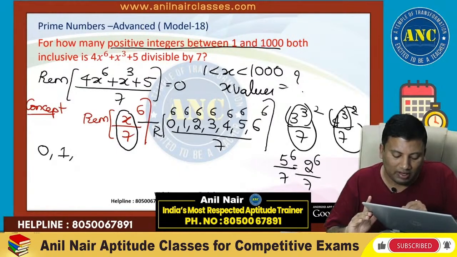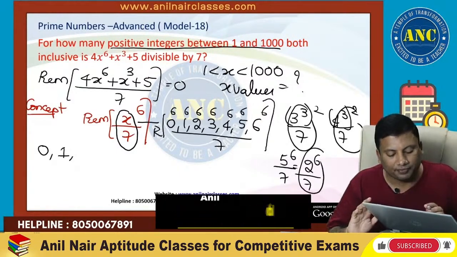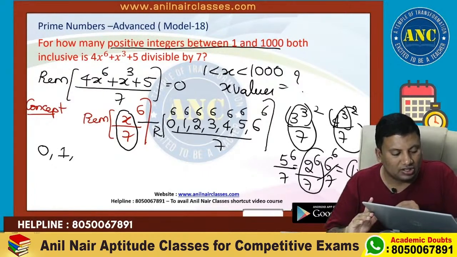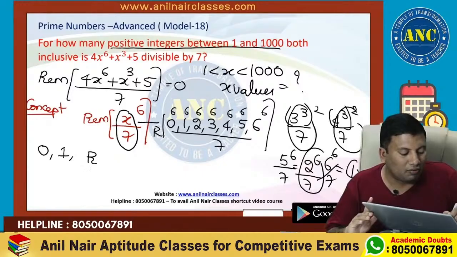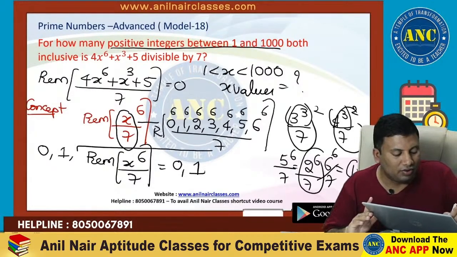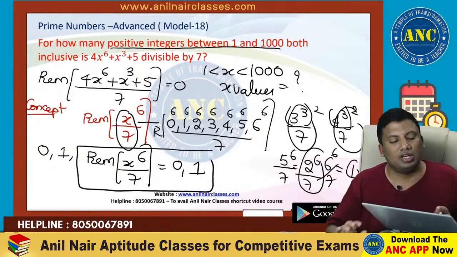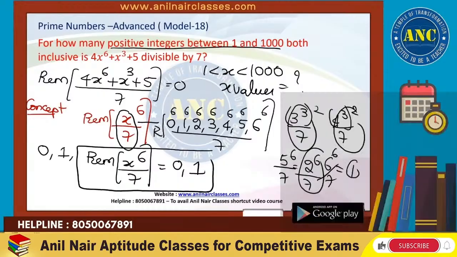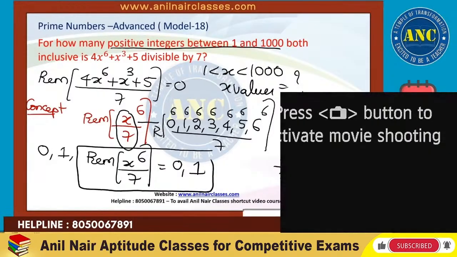Minus 2 power even plus, it is again 1. 6 power 6 divided by 7, again it is 1. So remainder 1, very important concept. x power 6 divided by 7 will always give you values either 0 or 1.